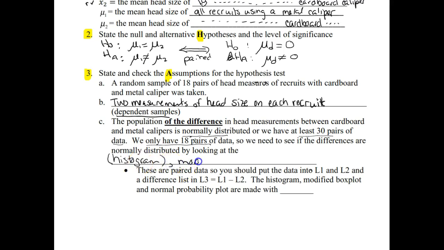The two more important ones are the modified box plot. We want that to show no outliers. And then we want the normal probability plot to be roughly linear. So these are paired data, so you should put the data into L1 and L2, and a difference list in L3. You may need to pause the video and go back to where we went through the instructions on how to do that a couple pages ago, because all of these graphs need to be done on list 3. So that histogram, modified box plot, and normal probability plot are all made with that difference list L3.